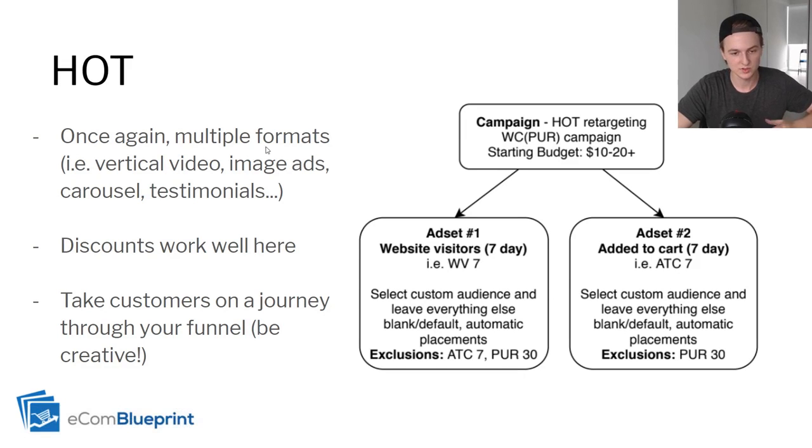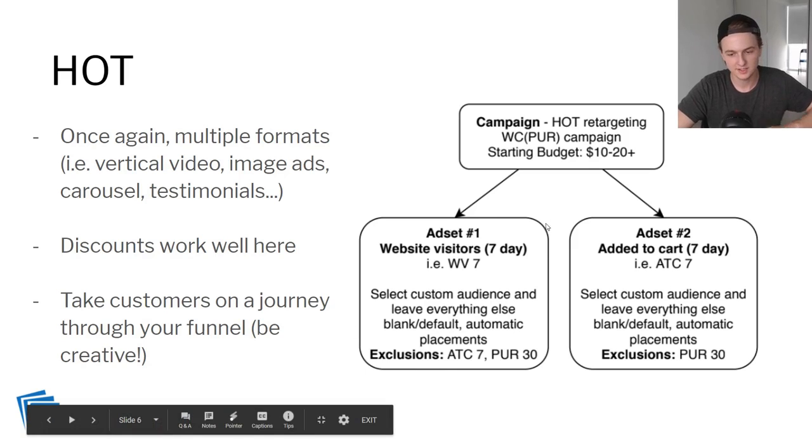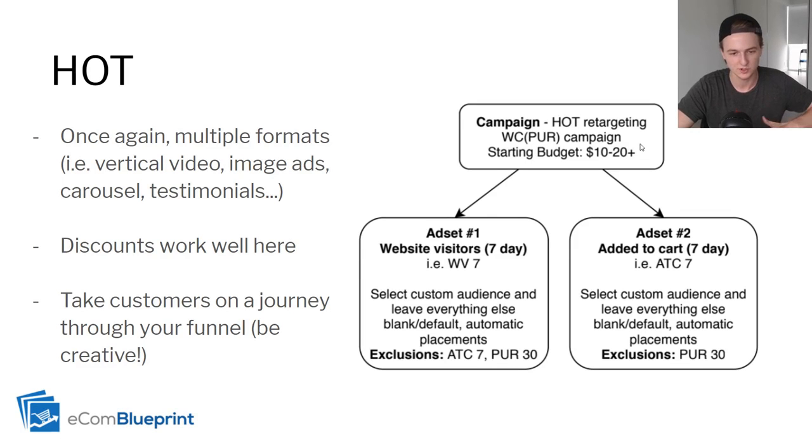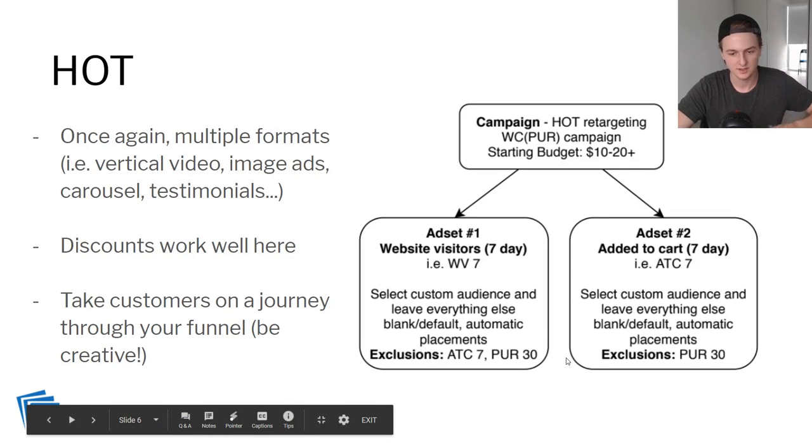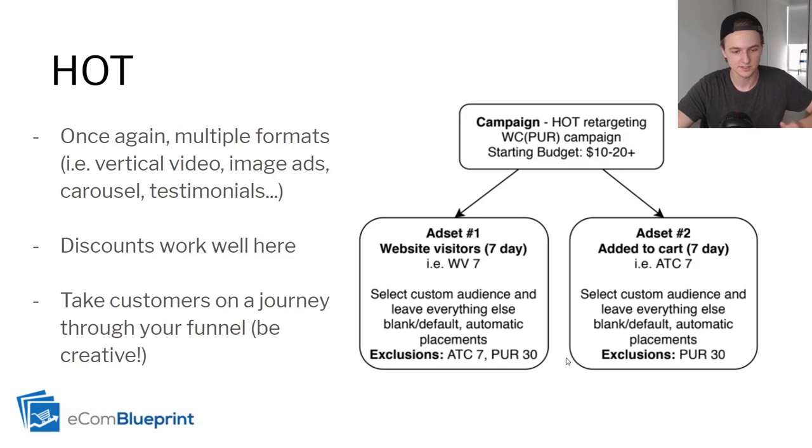And so once again, you want to use multiple formats here, multiple ads per ad set. Test a ton of different ads in here, see what works. Usually for hot retargeting, what works really well is just a carousel of your product with a discount, some testimonials, image ads. Test all of these, and you just want to add a bunch of ads to each ad set, and then you can pause the bad ads as you start to get some data.